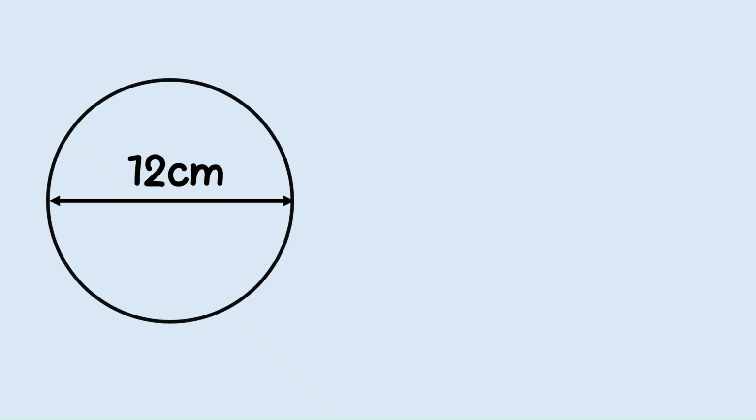In this next example, we're given a measurement of 12 centimeters. However, since this measurement goes all the way across our circle, this is no longer the radius, this is instead the diameter. But we can turn this into our radius by dividing by 2. So we find the radius of this circle is 6 centimeters.